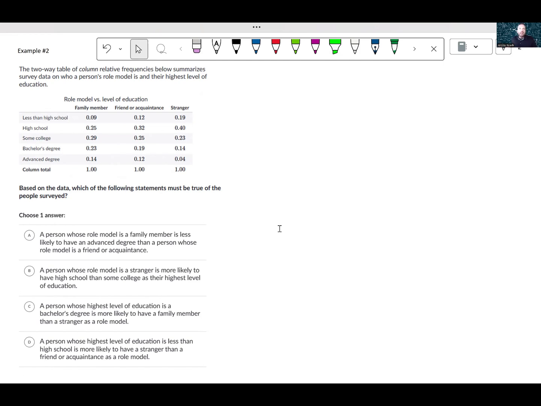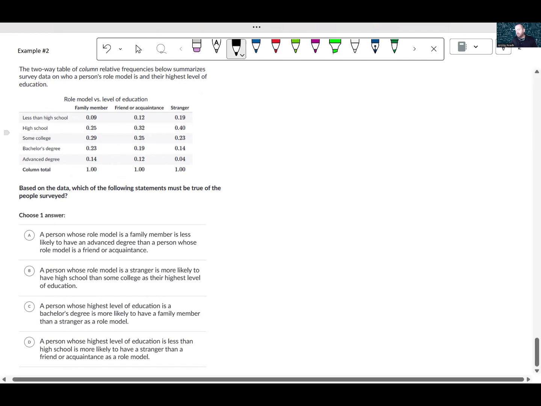So we have this two-way frequency table on role models that people have versus their level of education. We have their education level: less than high school, some college, bachelor's degree, and advanced degree. And then their role model is either a family member, friend or acquaintance, or a complete stranger. Based on this data, we want to know which of the following statements have to be true of the people that were surveyed.